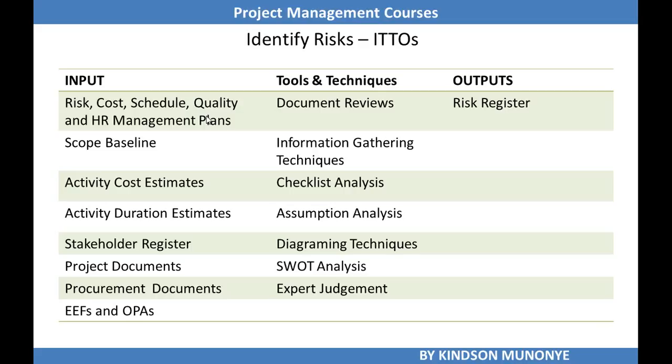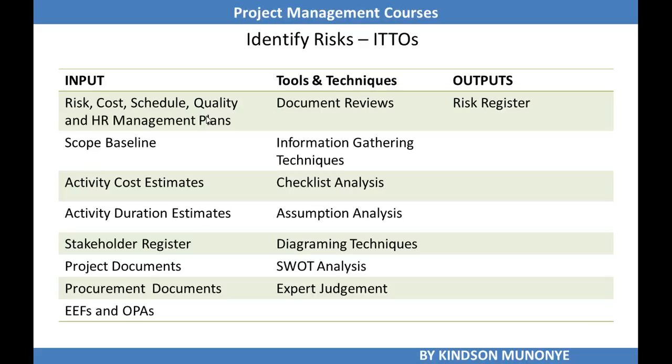Remember, ITTOs means Inputs, Tools and Techniques, and Outputs. The inputs are quite many, about 13 of them in all. It consists of the risk management plan, the cost management plan, the schedule management plan, quality management plan, and human resource management plan. We also have the scope baseline. Remember, the scope baseline is made up of the scope statement, WBS and the WBS dictionary.